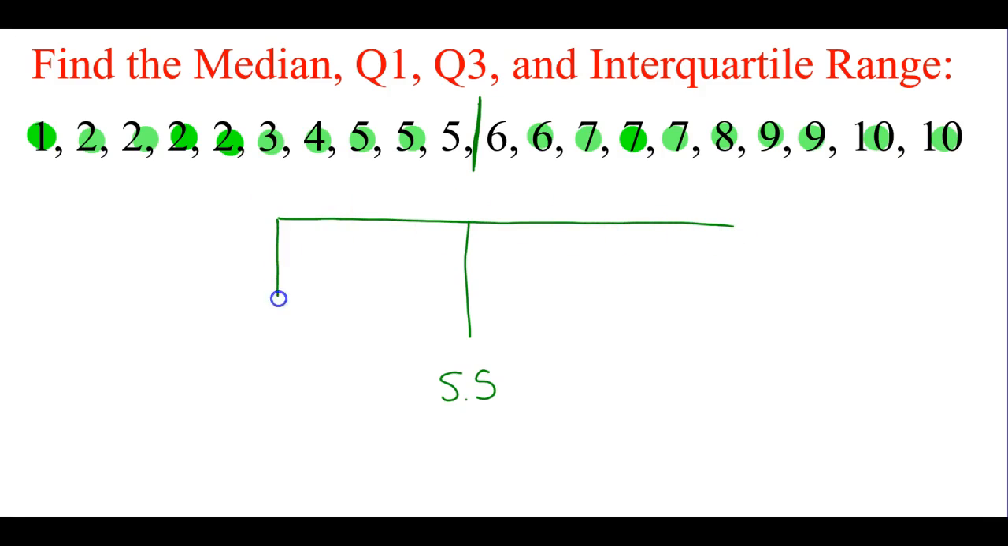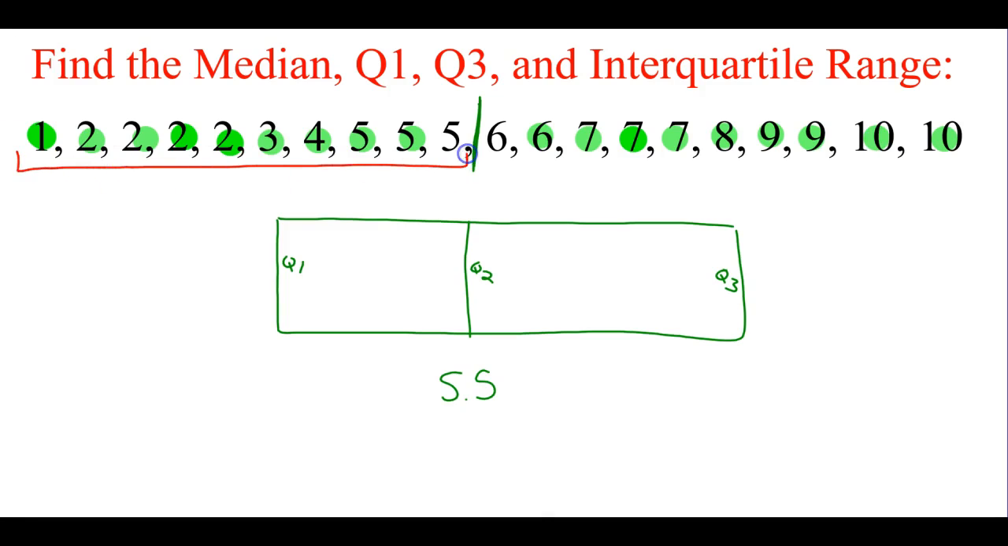Then we're going to draw a box, a rectangle. This number is Q1. This is Q2. This is quartile 3. So now, what is the median of the left half?